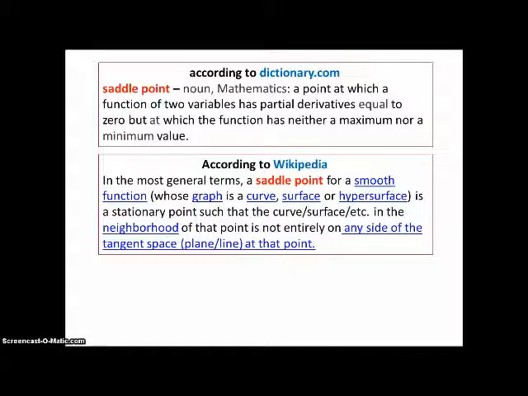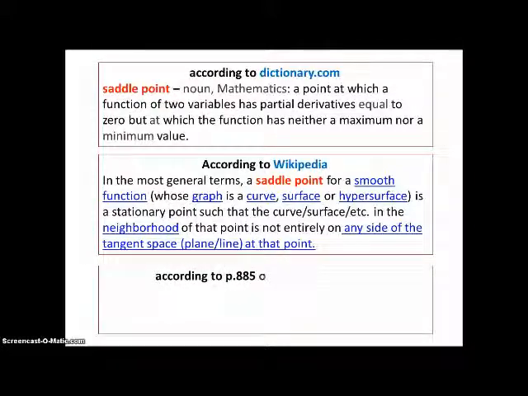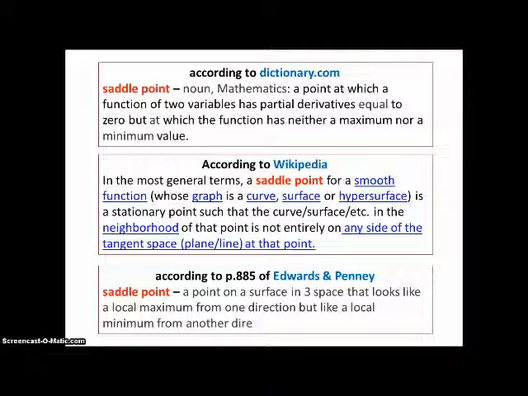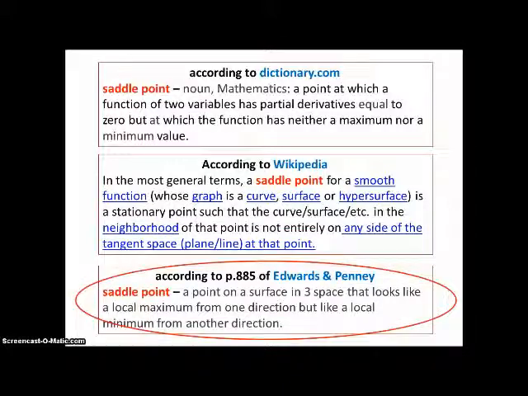Edwards and Penney got a lot more specific. According to page 885 of Edwards and Penney, a saddle point is a point on a surface in 3 space that looks like a local maximum from one direction, but like a local minimum from another direction. Now this is a lot more specific. It has more criteria than just having 0 partial derivatives. So we're going to adhere to Edwards and Penney's definition of a saddle point.